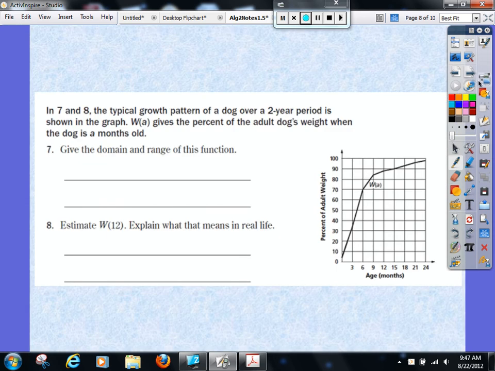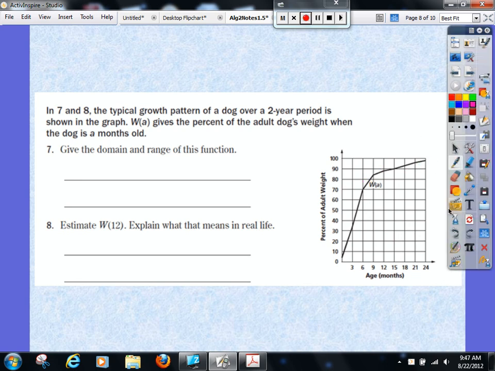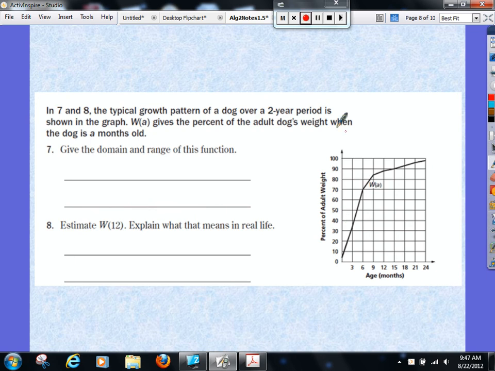How about this one? In 7 and 8, the typical growth pattern of a dog over a 2-year period is shown in this graph. W of A gives the percent of the adult dog's weight when the dog is A months old. So what it looks like happens here, and I knew this, puppies grow quick and then they kind of level off. Okay, domain and range of this function. This function is limited because we are only talking about 2 years.